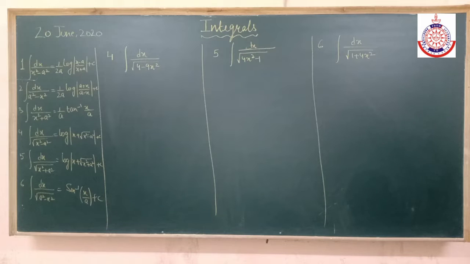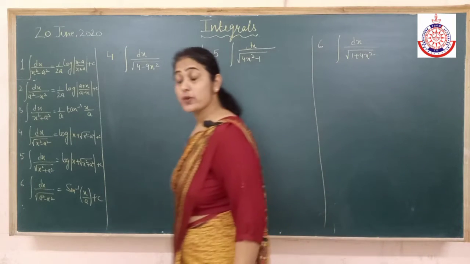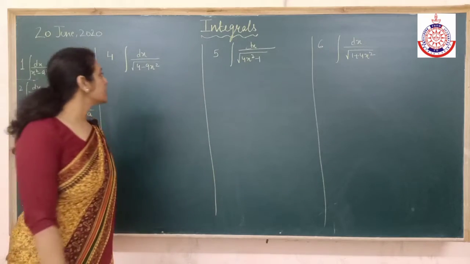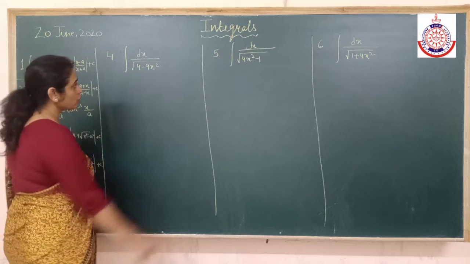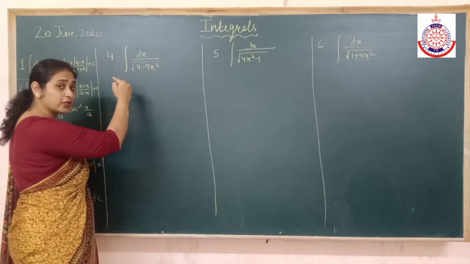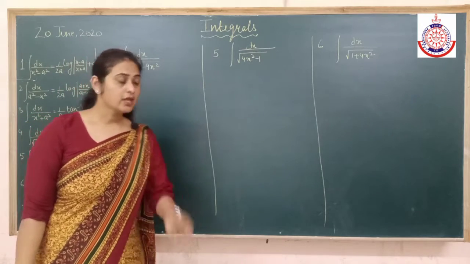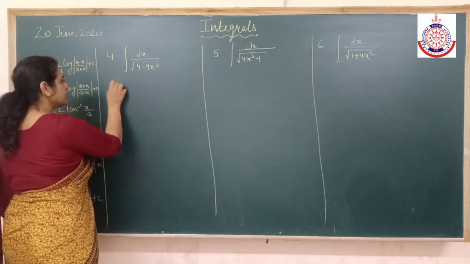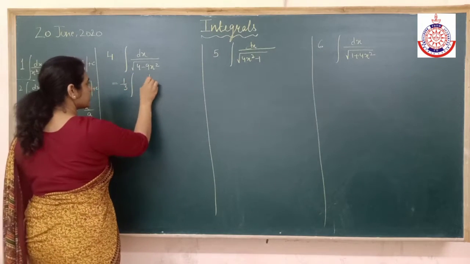The fourth one is dx upon under the root 9 minus 4x square. I have to integrate this. The rule remains the same. The coefficient of x square should be 1. So I am taking this 9 out of the under root. If 9 goes out of the under root, what will go out? 3. So I am taking this 3 out of the integral because a constant comes out. We have done the property.